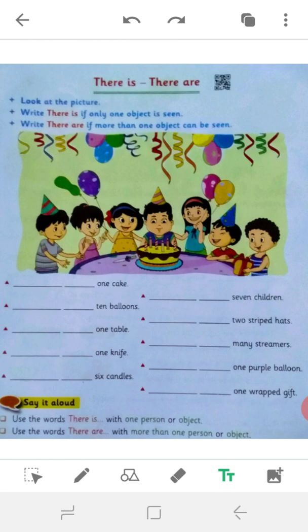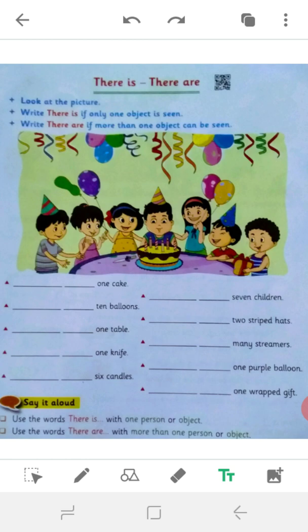Look at the first line. Look at the picture. Write there is if only one object is seen. Write there are if more than one object can be seen. Okay?